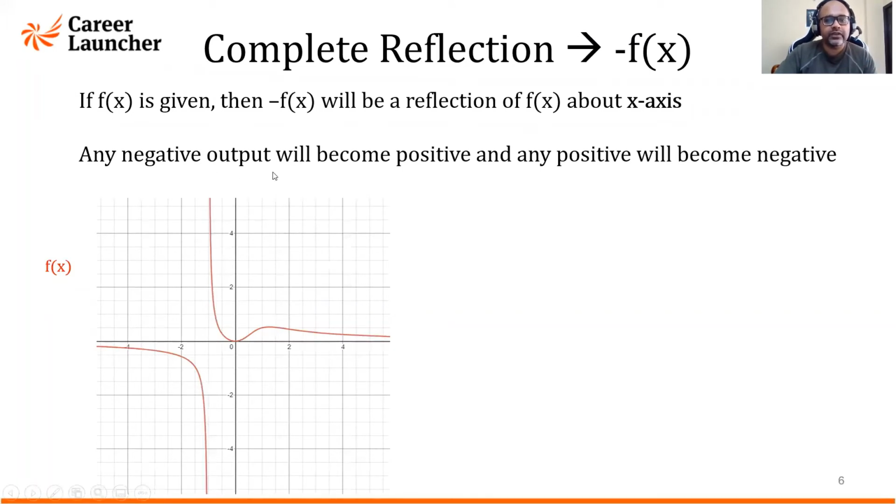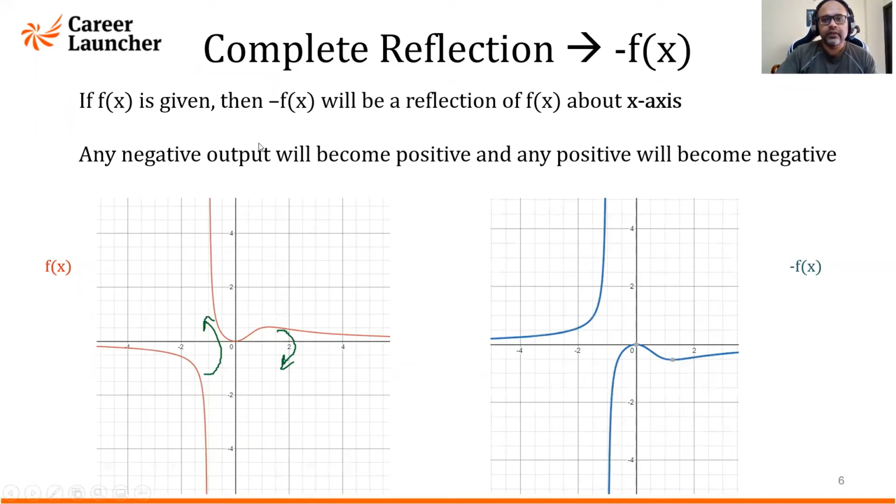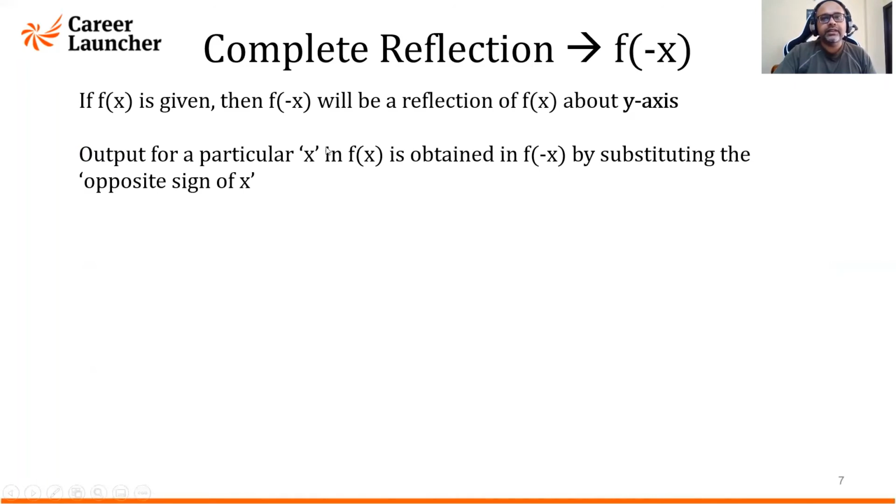So if this is your f of x, which is given to you, then minus of this, basically everything on the upside will get reflected to the bottom, everything on the bottom will get reflected to the top. So it's a complete reflection, and this is how it will look with x-axis as your mirror. So minus f of x becomes a graph which is the reflection of your original f of x with respect to your x-axis. It is not a partial reflection, it's a complete reflection. Right? Well, the next thing we're going to talk about is f of minus x.